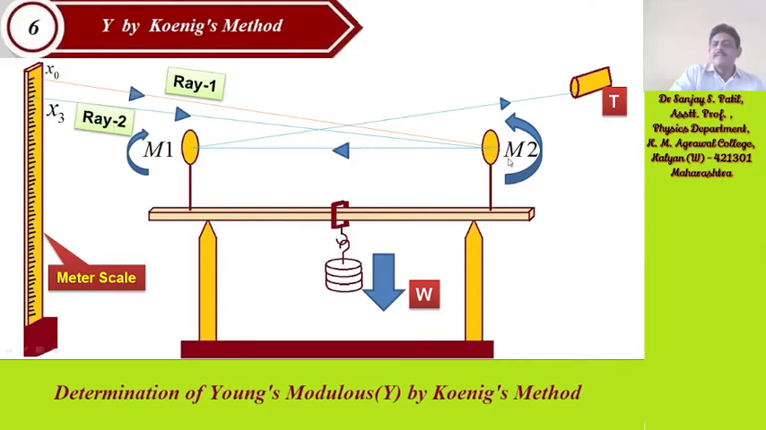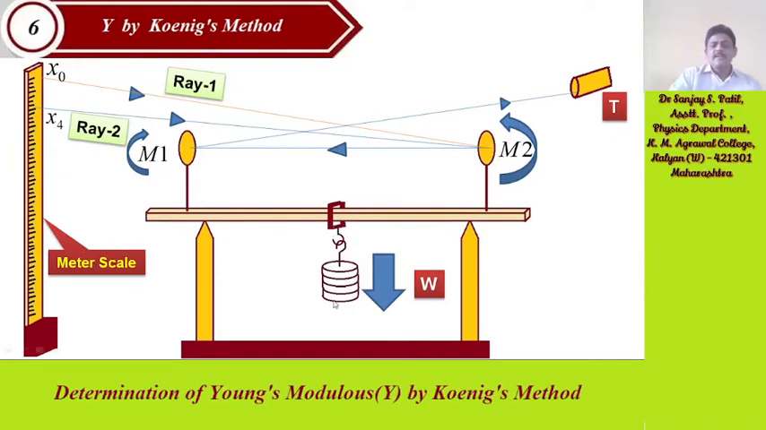Again, bending action takes place in mirror M2 as well as mirror M1, and bending action in the beam at the center is taking place. So whatever weights are applied to this beam, bending action takes place, and that bending action is observed with the help of these mirrors, the telescope and this meter scale arrangement as shown in this diagram.